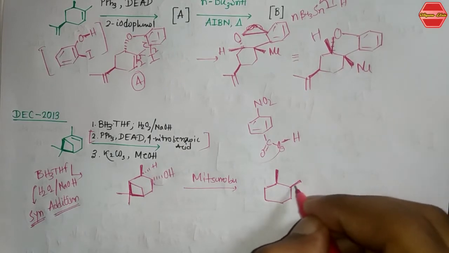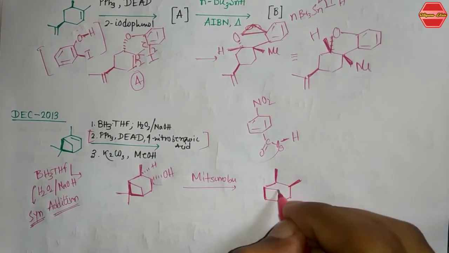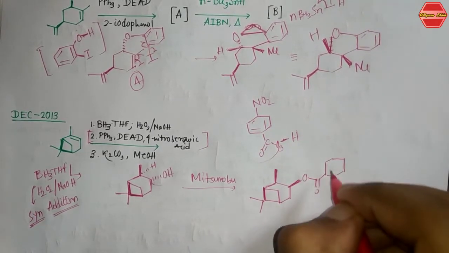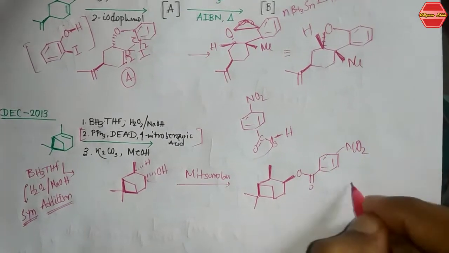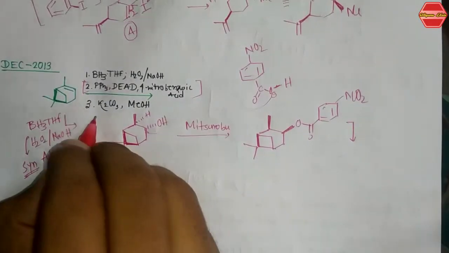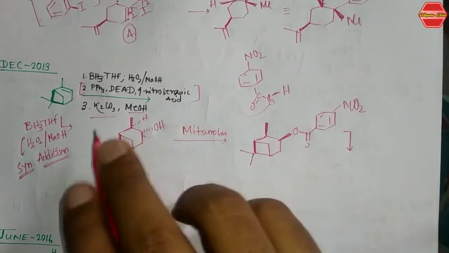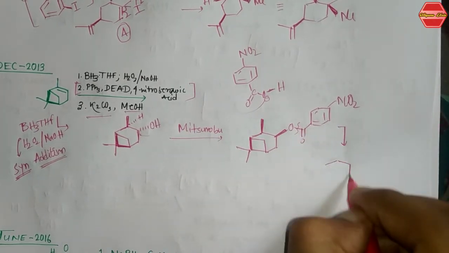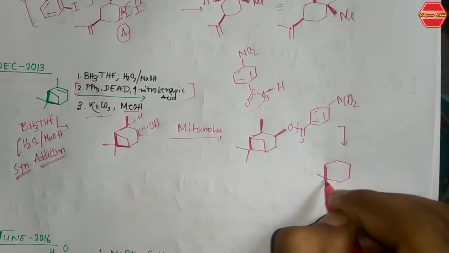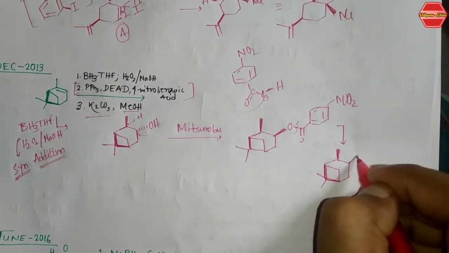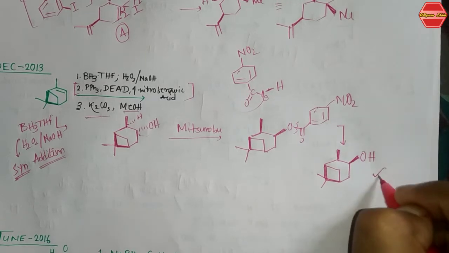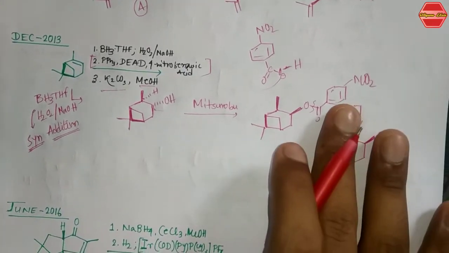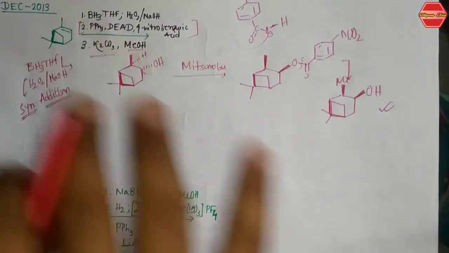After the Mitsunobu reaction, you will get this product, that is OC double bond O, and this is your NO2. Further, they have given K2CO3 and methanol. So it is basically the hydrolysis of this group, and then the final product is this one. So this is your final product that you get. This is your no methyl, right? So this is the overall product. See how important the question was, that came in December 2013.